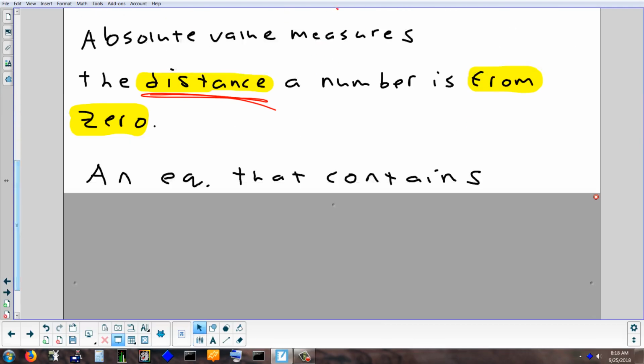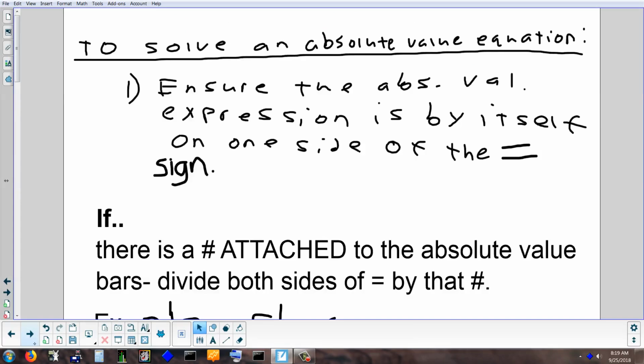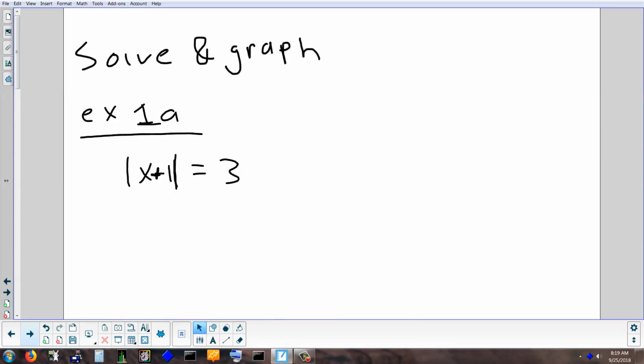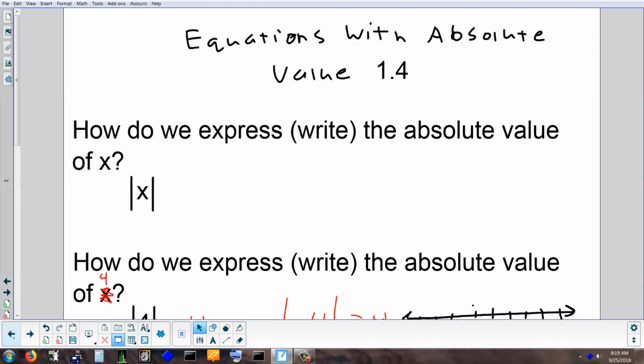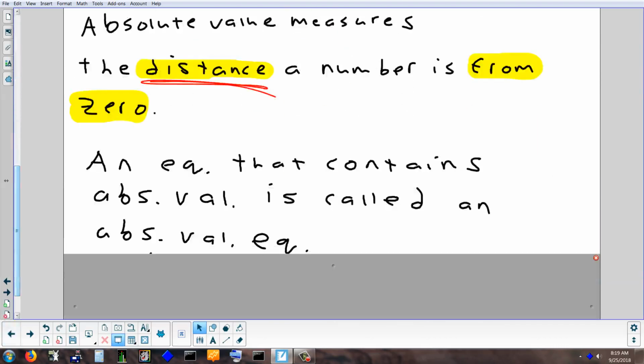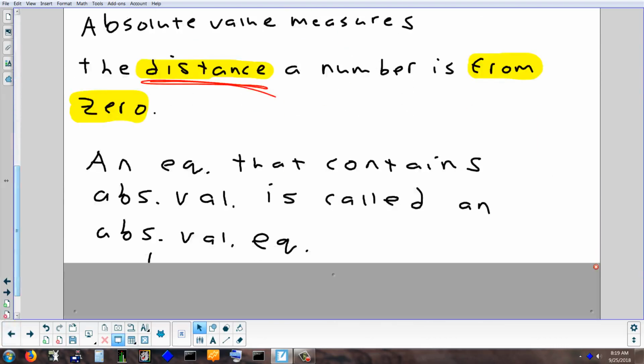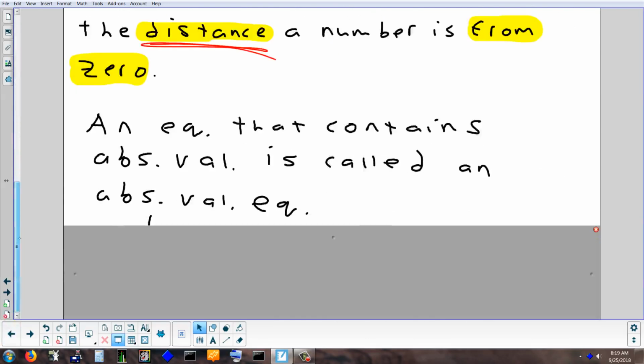So what we're going to do is look at equations that look like that. We're going to look at equations that have those bars in them. Whenever you have an equation that has the bars in it, that is called an absolute value equation. That's all. An equation with bars is called an absolute value equation.